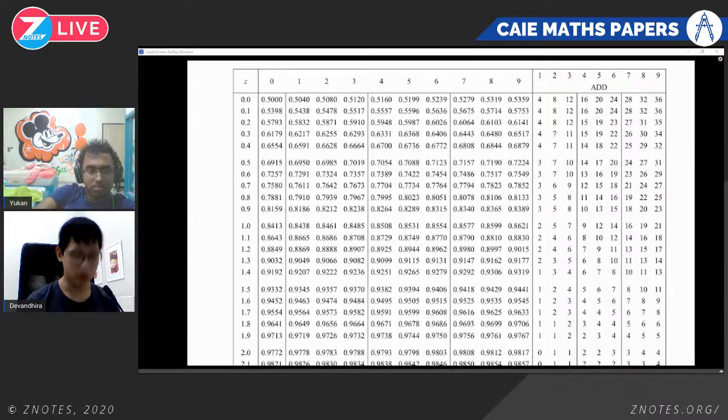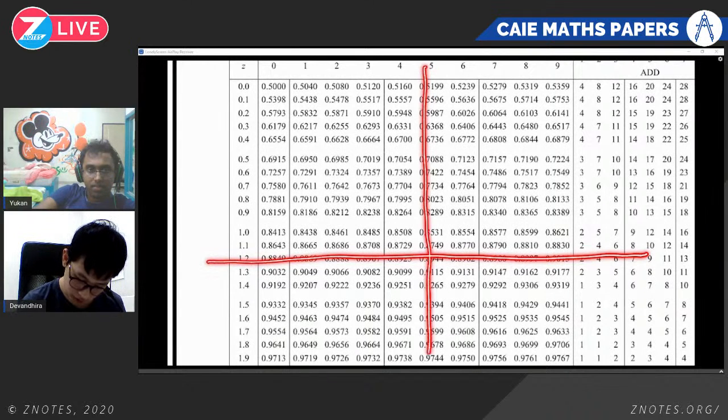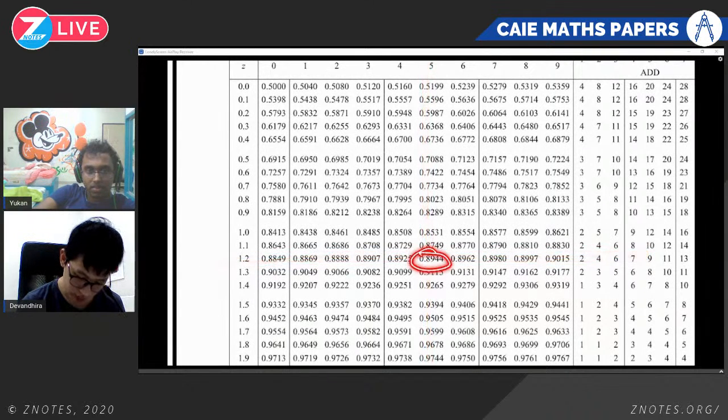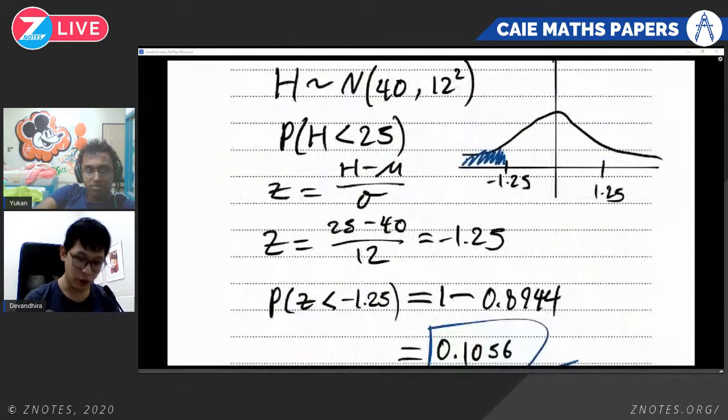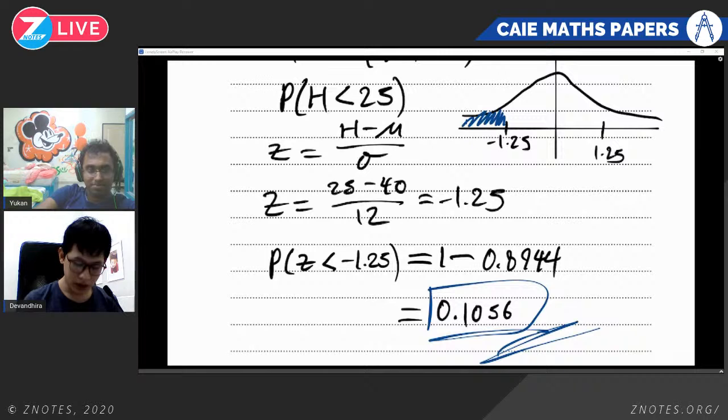So let's take a look at 1.25. What's the value for 1.25? Let's look for it here. This is 1.2, and this is at the 5, so it's this value right here, 0.8944. But remember that you have to do 1 minus that, so our answer is just 0.1056, not 0.10156.